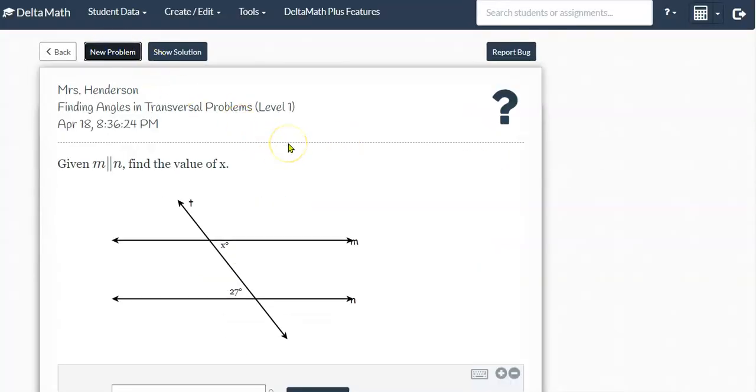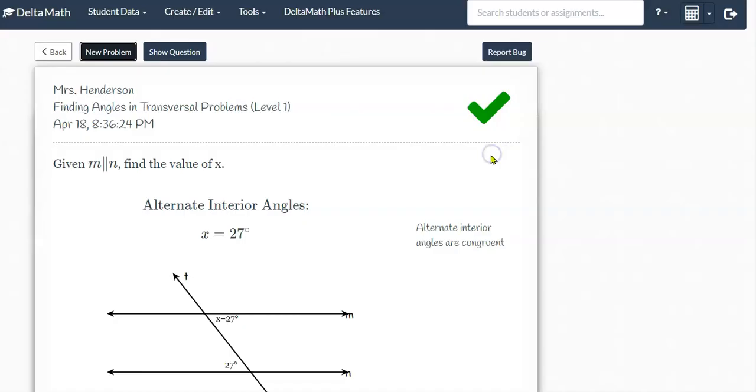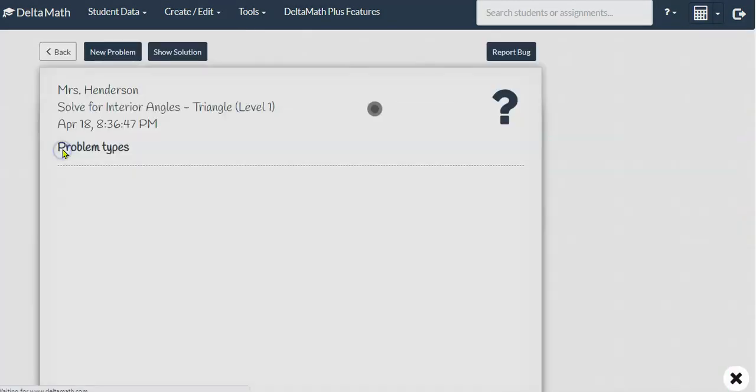Last one. These two angles are both acute, therefore they're equal, but they are also alternate interior angles. Alternate interior angles are equal. So the missing angle measure is 27. All right, let's try the next topic. Solve for interior angles of a triangle level 1.